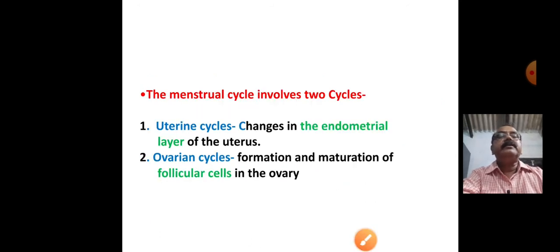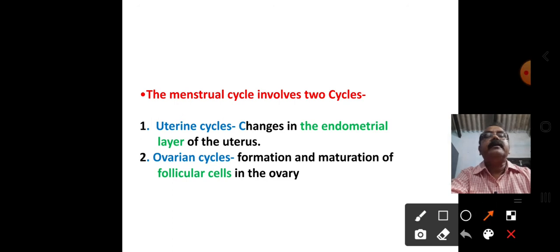The menstrual cycle involves two cycles. One is the uterine cycle, that is the changes in the endometrial layer of the uterus. The second one is the ovarian cycle. This is the formation and maturation of follicular cells in the ovaries.